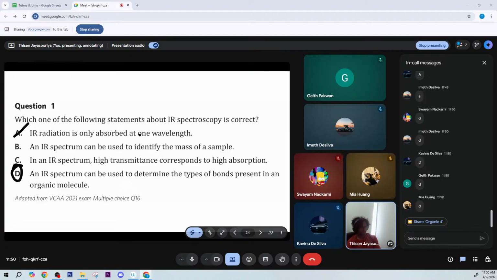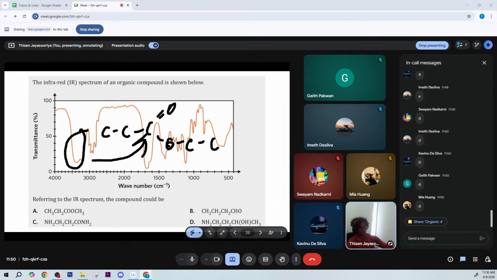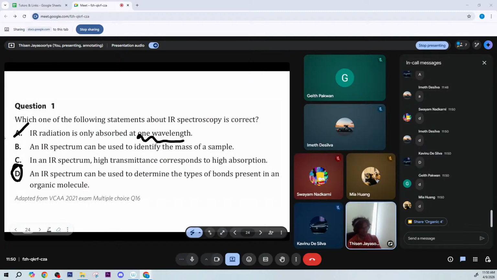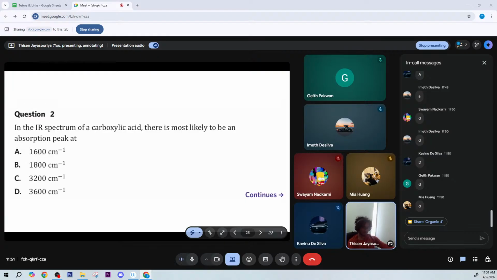No, we know that it absorbs at multiple wavelengths. A wave number represents a wavelength here. So it happens at multiple wavelengths. We haven't even spoken about it being able to determine the mass. C, transmittance is the opposite of absorption. So if it was a high transmittance, it was a low absorbance. And D is literally the definition of IR spectroscopy. It helps you determine the bonds present in organic molecules.